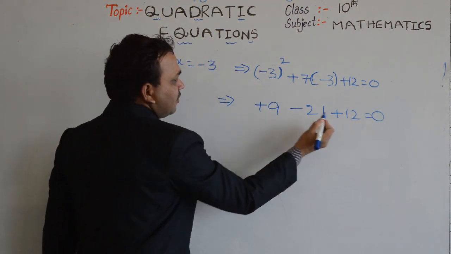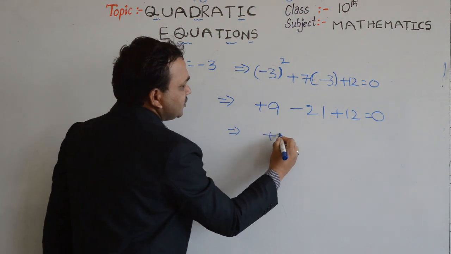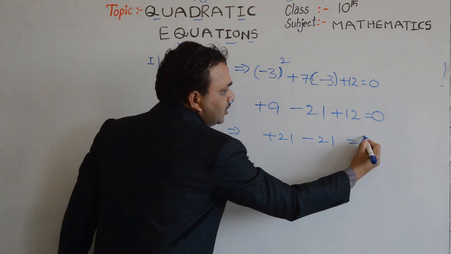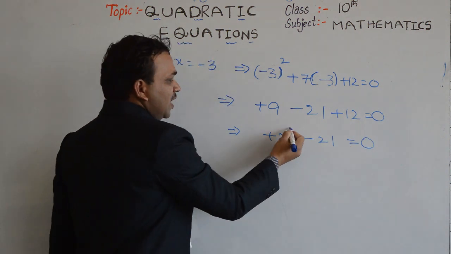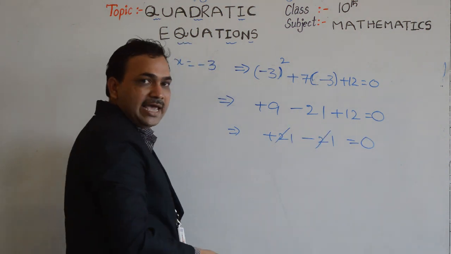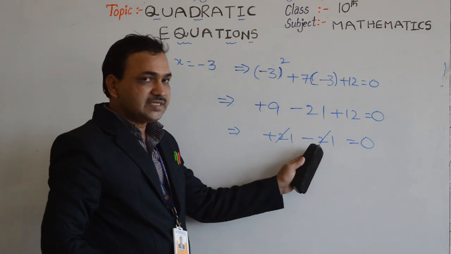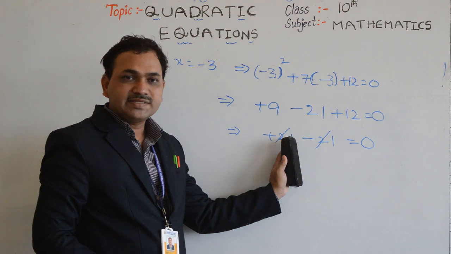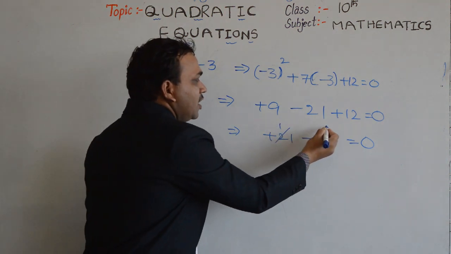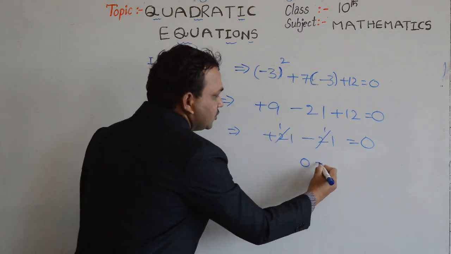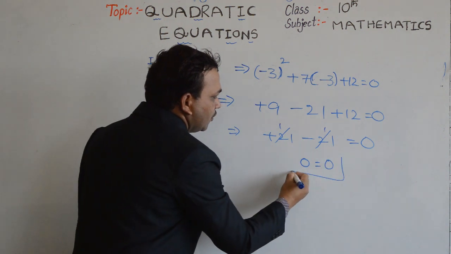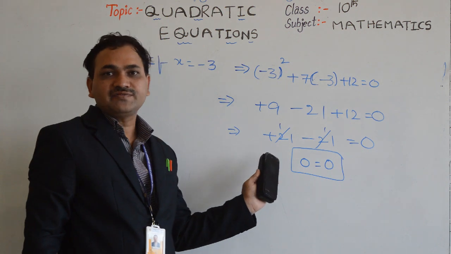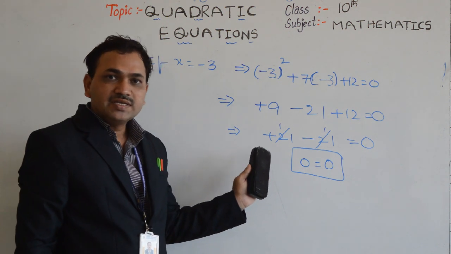So plus 9 plus 12 is nothing but plus 21. Plus 21 minus 21 is equal to 0. So plus 21 minus 21 cancel. Why? Opposite sign but same number, then only the cancellation is possible. So 1 minus 1 is nothing but 0. So 0 is equal to 0. So verification is also satisfied.